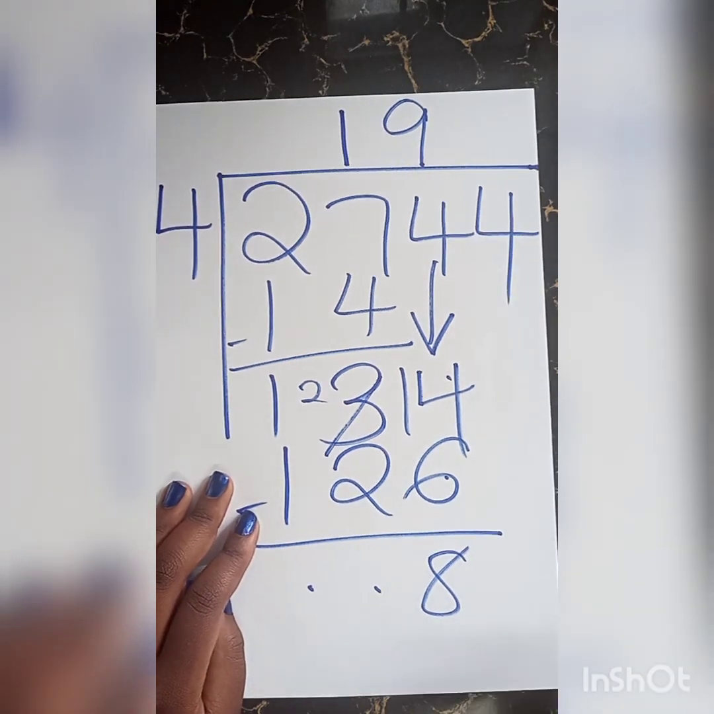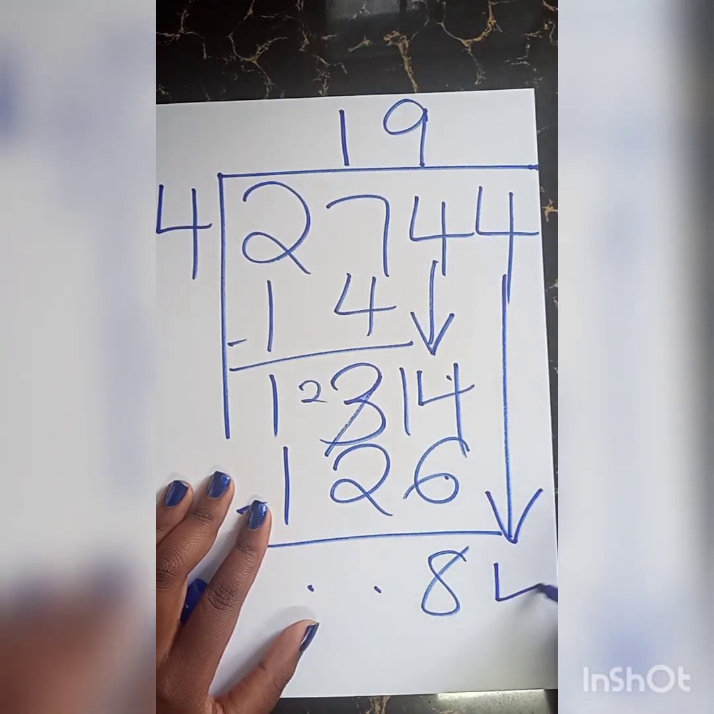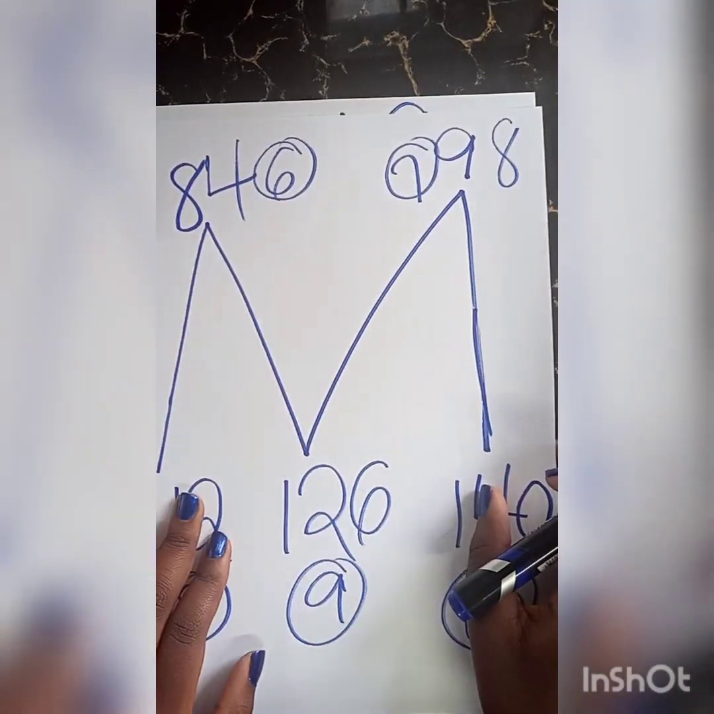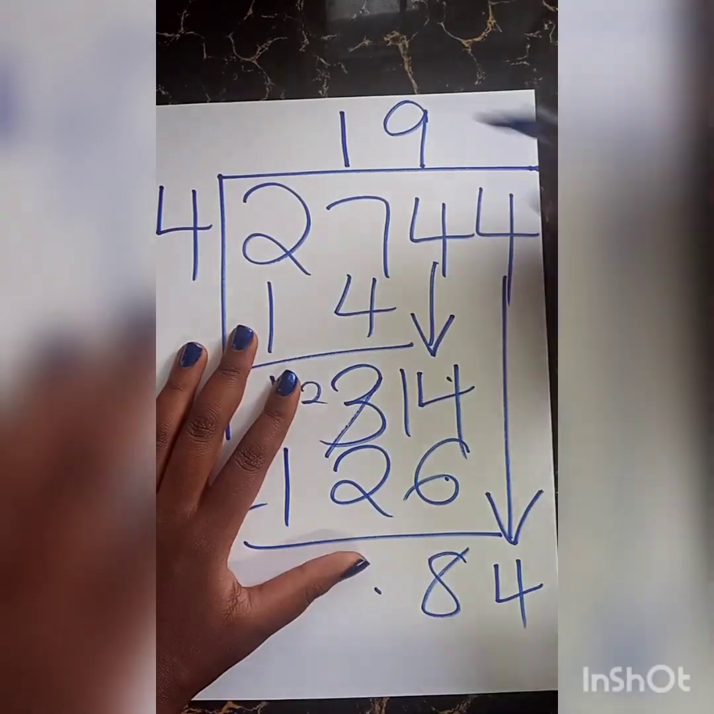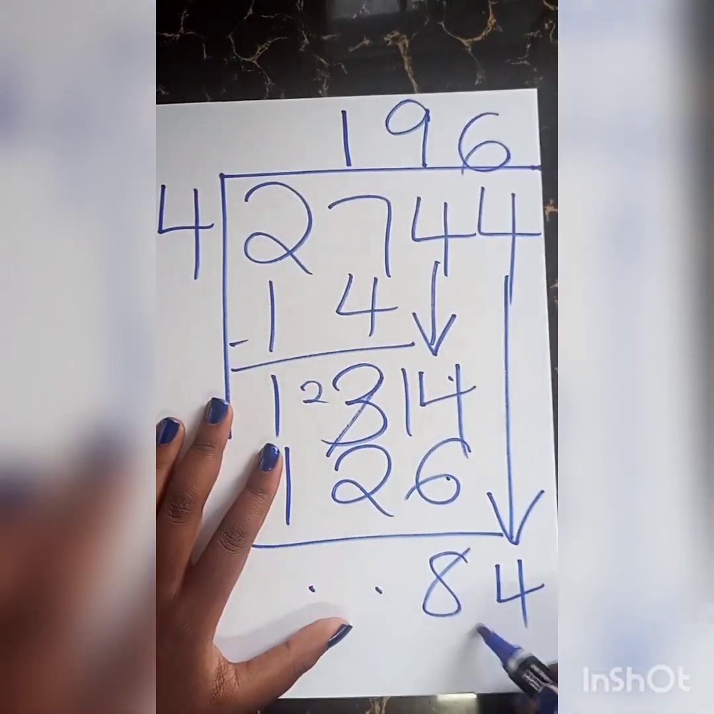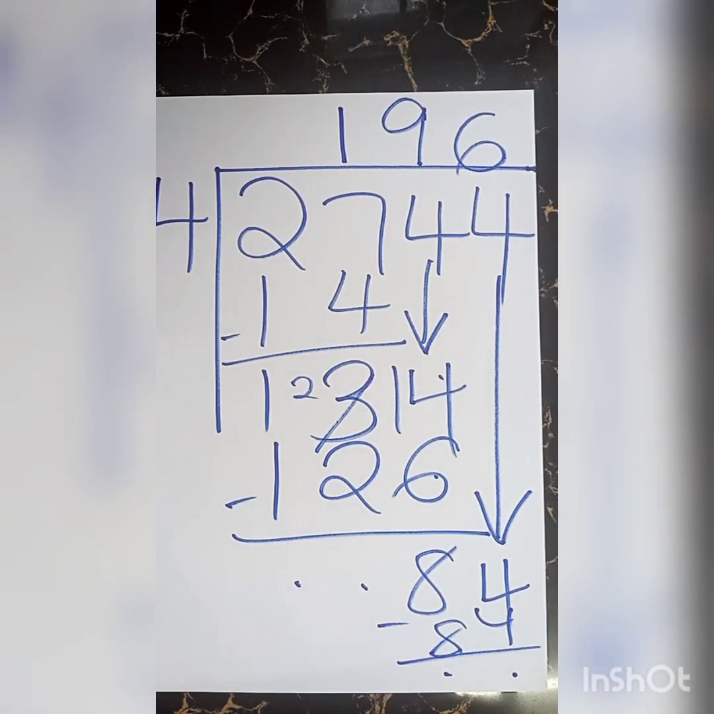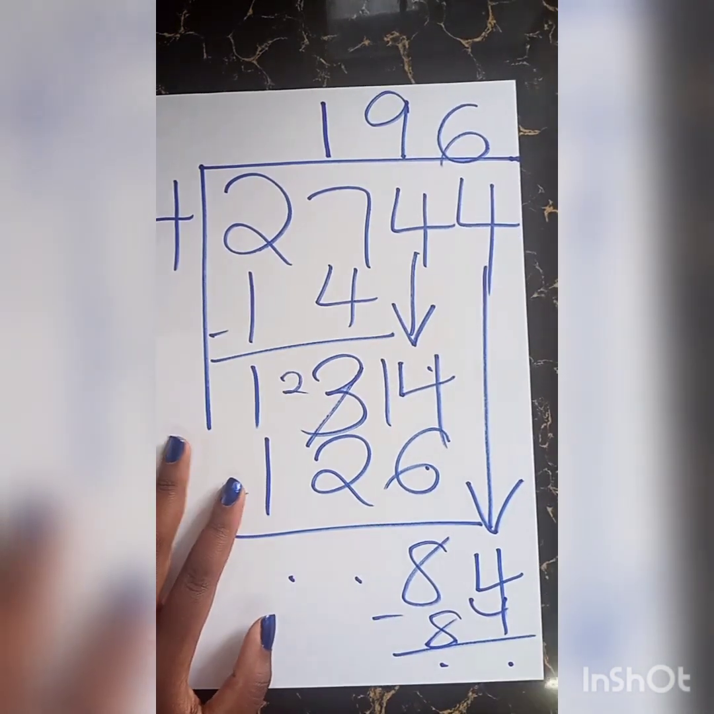Okay, so the last step is to drop the 4. When you drop the 4, you have 84, right? So where is 84 in table 14? 84 is here, right? So that means that you'll write a 6 because, as we can see, 6 times 14 is 84. And 84 minus 84 is 0. Are we together? Yes. And just like that, you have your answer. So the answer to that question is 196. Are we together?